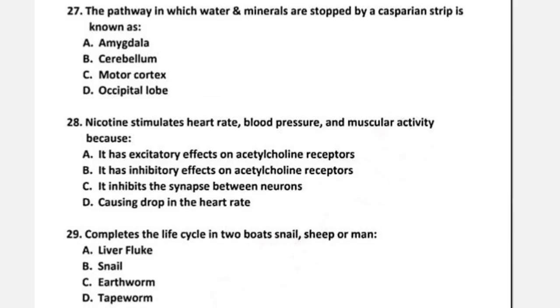Question number 27: The pathway in which water and minerals are stopped by a Casparian strip is known as? Option A is the amygdala, option B is the cerebellum. Sorry, that's a wrong question, so we are not going to attempt it.